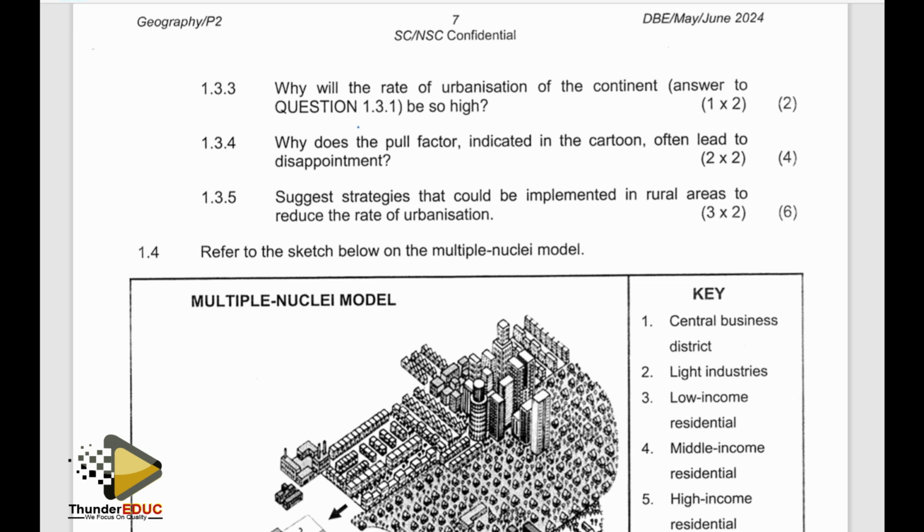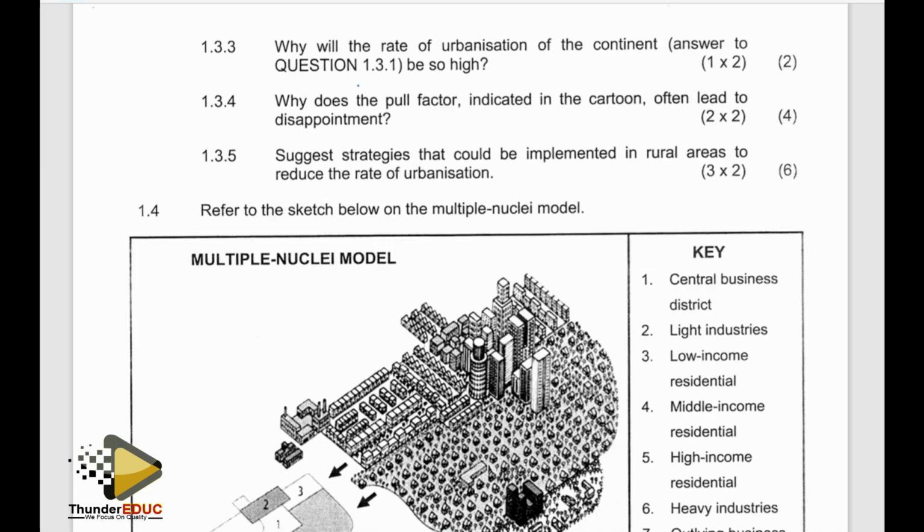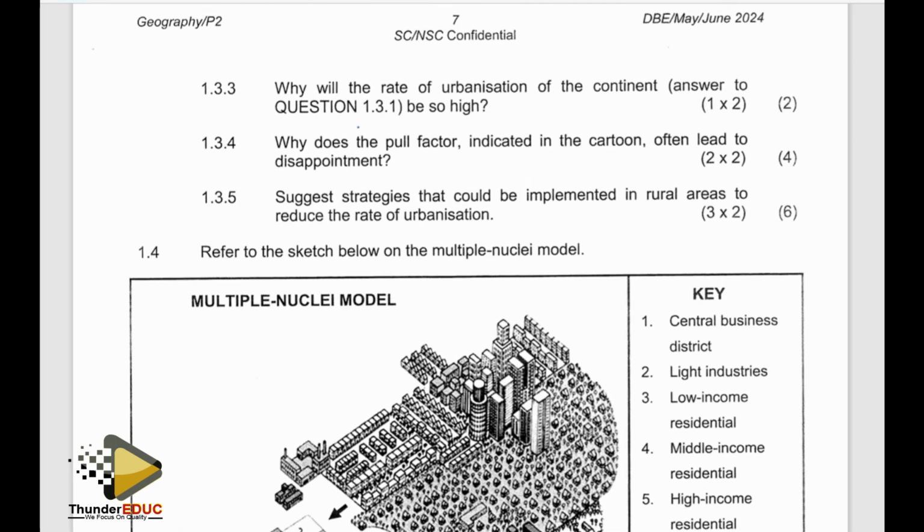Right. We'll move on to the next question, which says, suggest strategies that could be implemented in rural areas to reduce the rate of urbanization. What then can be done to rural areas so that we reduce the numbers of people who are moving from rural areas going to cities and towns? Right, that is a simple question that just requires open reasoning.